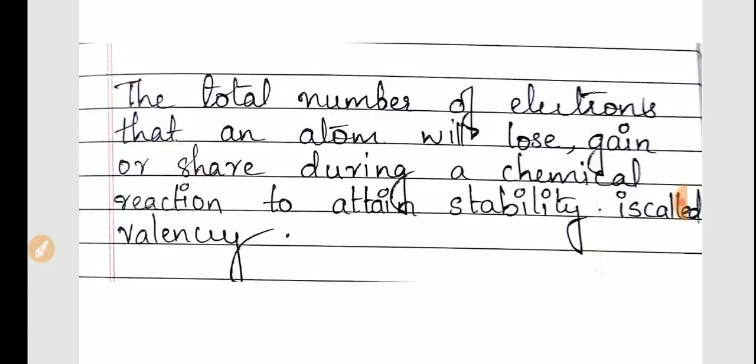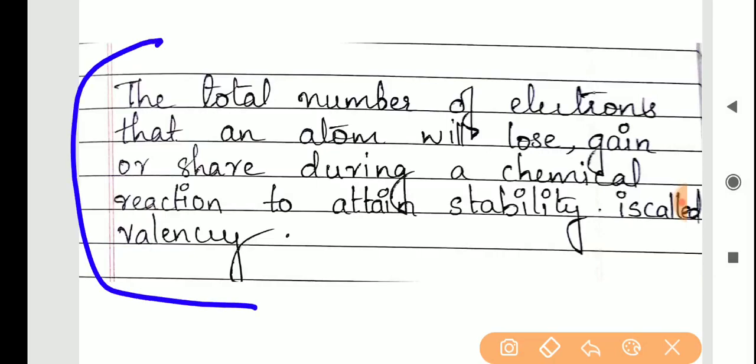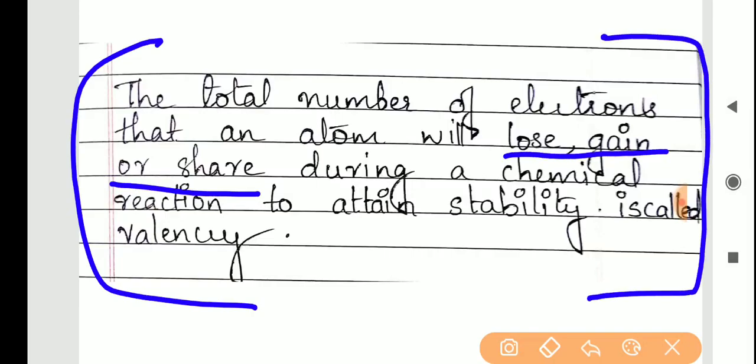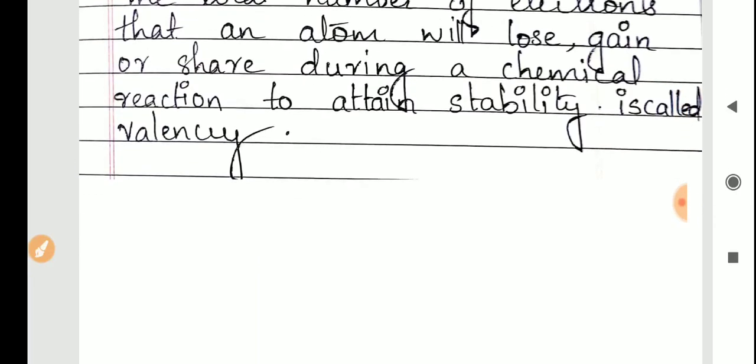So what is the proper definition of valency? The total number of electrons that an atom will lose, gain or share during a chemical reaction to attain stability is called valency. What is valency? The total number of electrons that an atom will lose, gain or share during a chemical reaction.